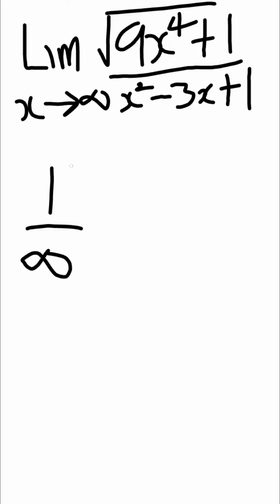For example, let's say 1 is just any constant. You can say 10 over infinity or 100 over infinity, whatever. 1 over infinity is always going to be equal to 0. Or 1 over infinity squared is always going to be equal to 0.